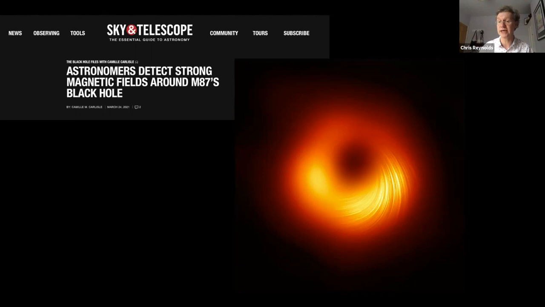Now, in this particular case, what we believe is happening is that this is hot and magnetized gas. And in such gas, there's a process you get called synchrotron radiation, basically because the electrons in the gas are spiraling around the magnetic fields, and doing that, they emit radio waves. So that's what we believe is happening here.